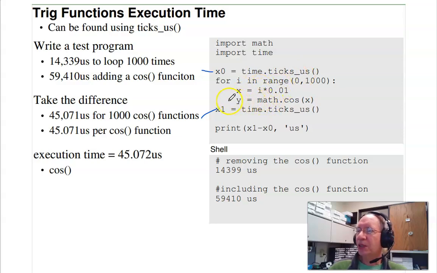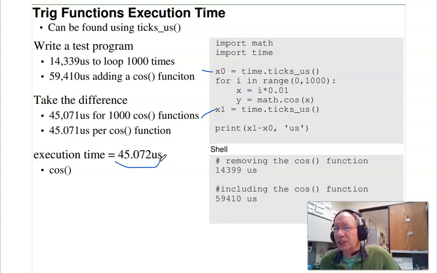Well, if I take out the cosine function, just comment that out, this took 14 milliseconds. If I put that back in, it took 59 milliseconds, meaning the difference in time, 45 milliseconds, is how long it took to do the cosine function. Well, that's for 1,000 cosines, so each cosine is roughly 45 microseconds. Gives you an idea of how expensive sines and cosines are. Really not too bad on a Pi Pico.